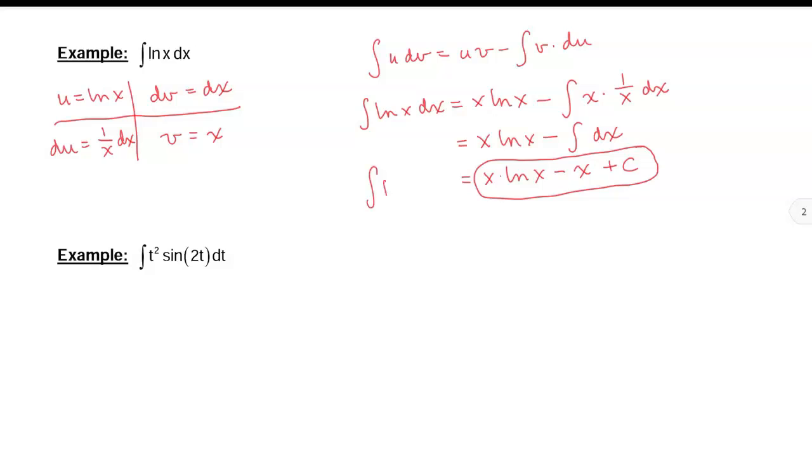So you can choose to do this every time, or you can try to remember that the antiderivative of natural log x is x natural log x minus x.